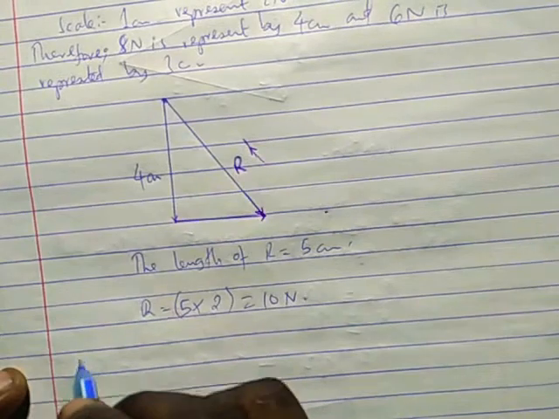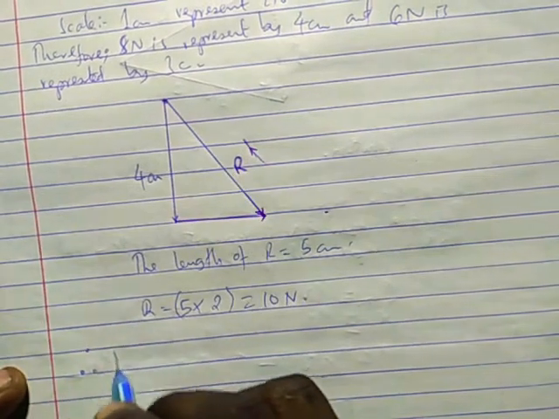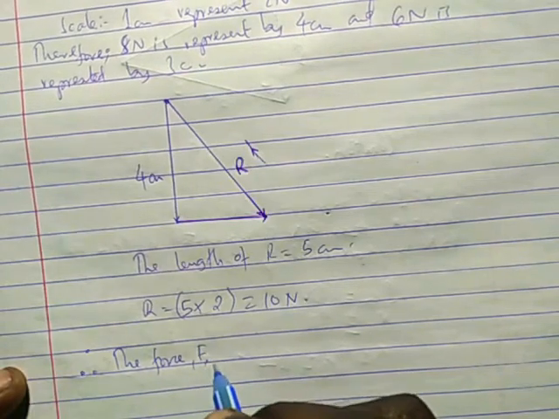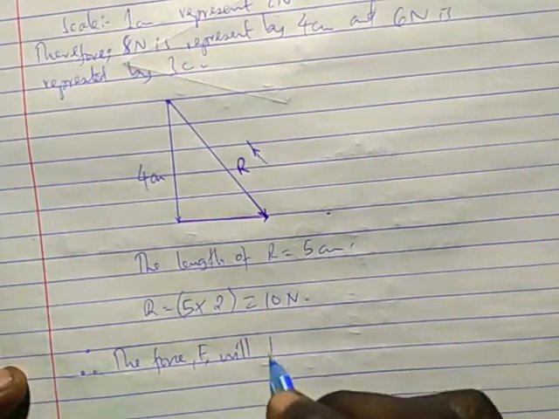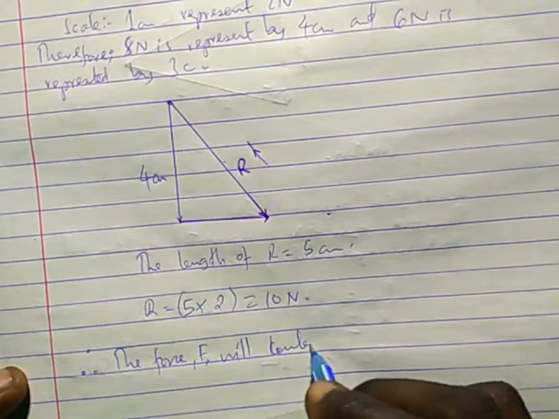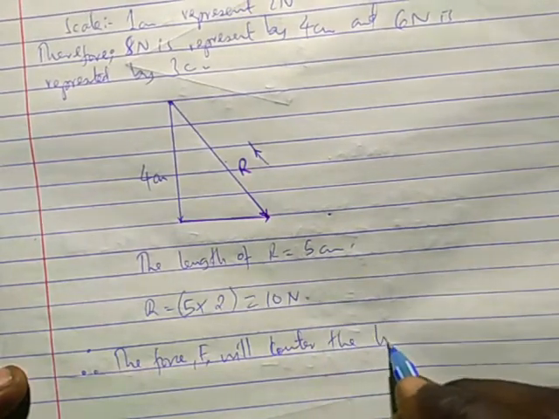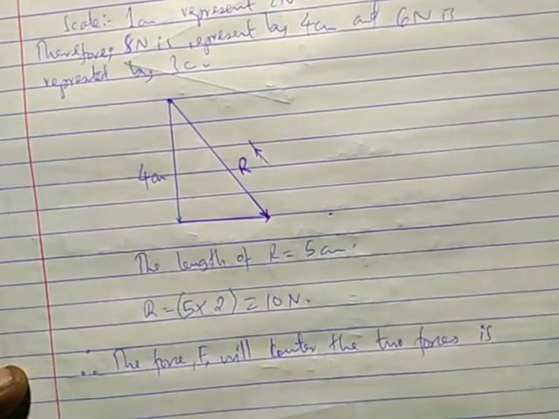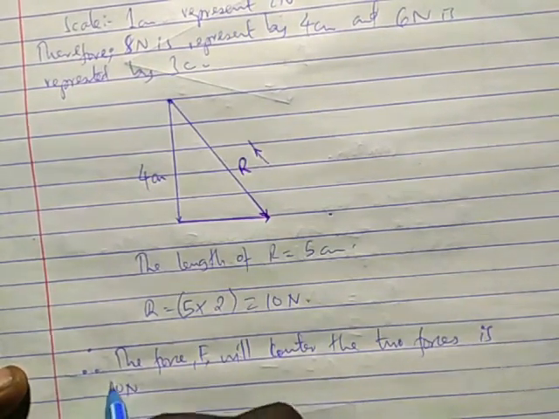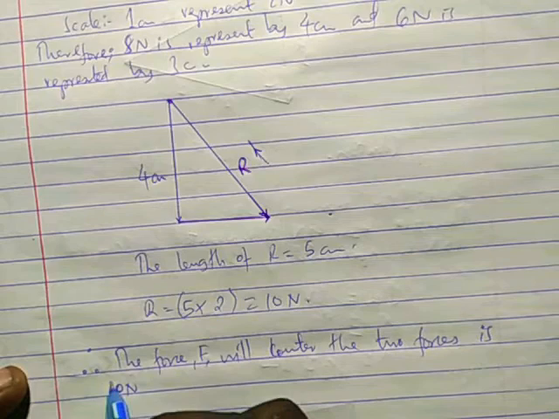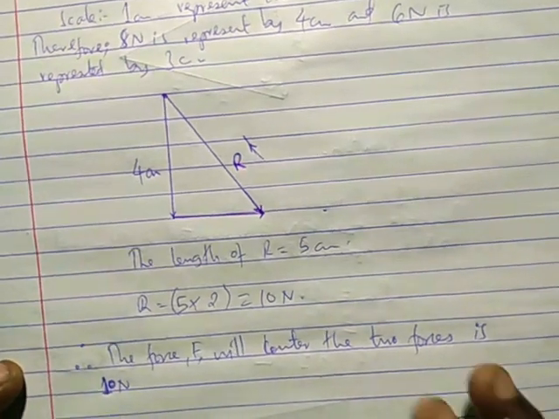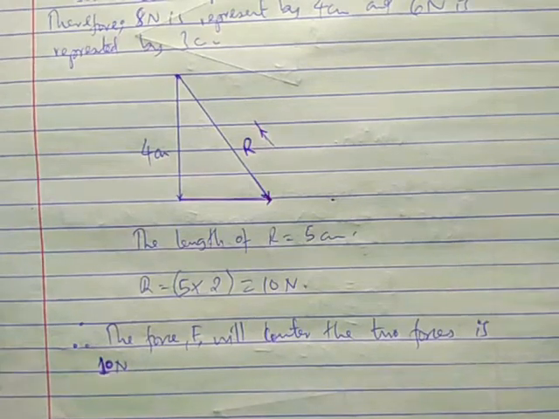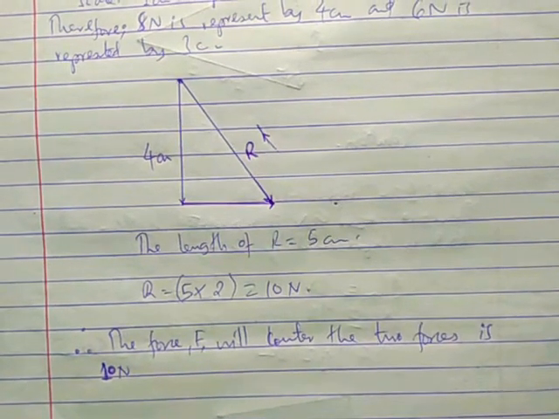Kwa hiyo, tutakacho kisema ni kwamba, the force F, which will counter the two forces, is 10 Newton. But this force, remember, must be in the direction opposite to the direction of resultant force. Na ndio maana ya kucounter the two.